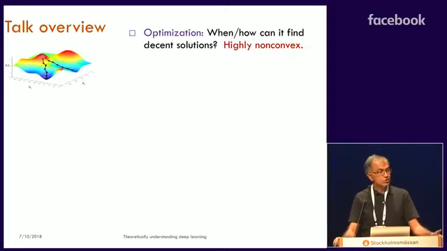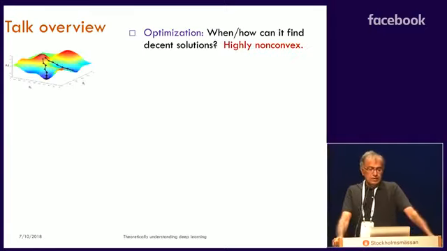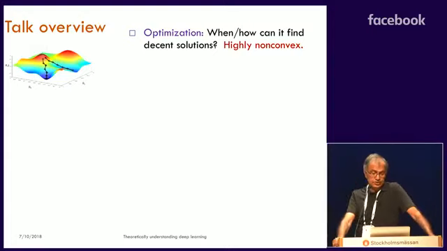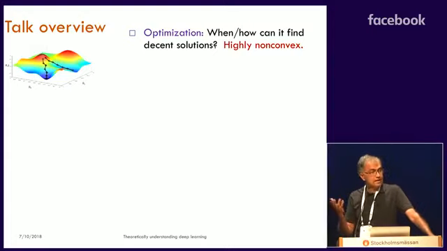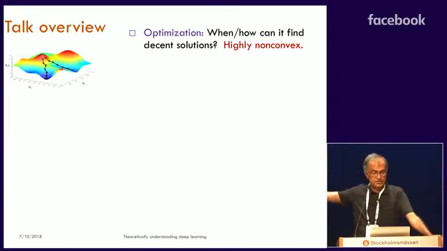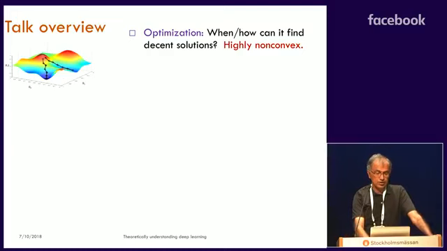And here's a talk overview. The first part will be optimization. When and how can this training find decent solutions? Because the landscape is highly non-convex. It has these hills and valleys. And if you start at two very nearby points, the path you take via gradient descent may land you in very different places. So that's a property of non-convex landscapes.